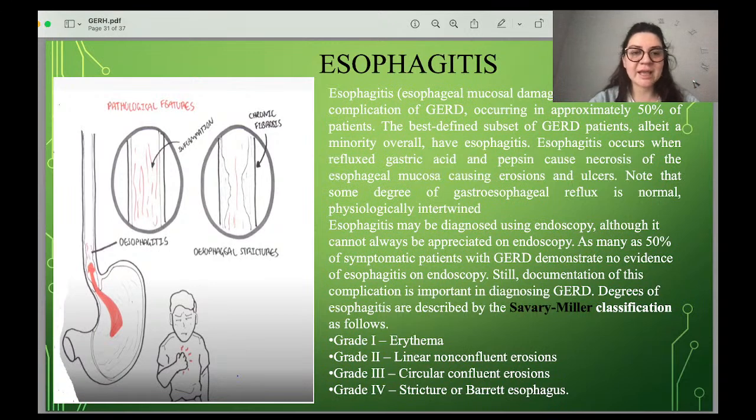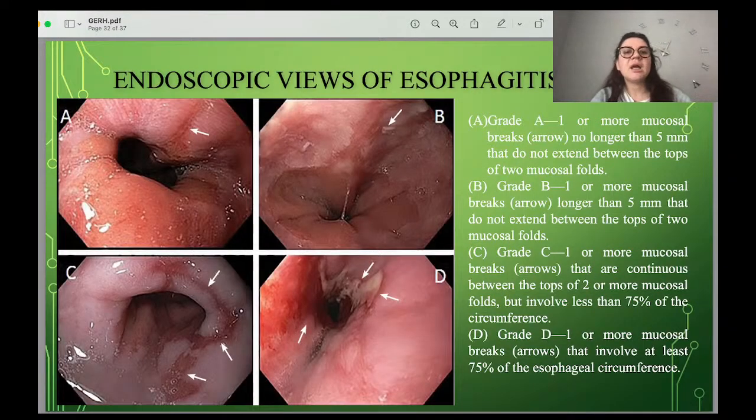Grade 1 is erythema. Grade 2, according to Savary-Miller, is linear non-confluent erosions. Grade 3 is circular confluent erosions. And grade 4 is strictures or Barrett esophagus. One more time, please fix for yourself this Savary-Miller classification of esophagitis. Okay, here you see an endoscopic view of esophagitis.